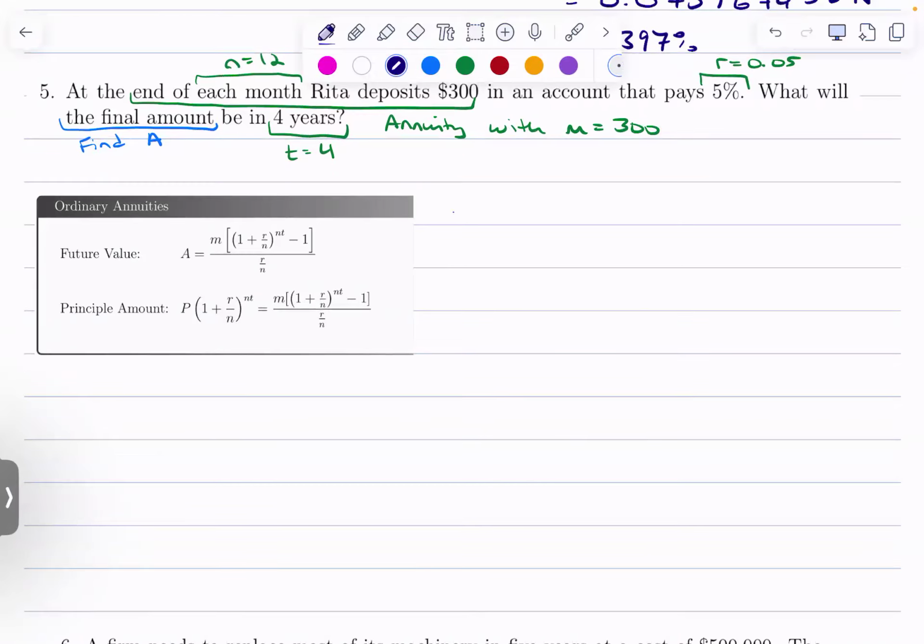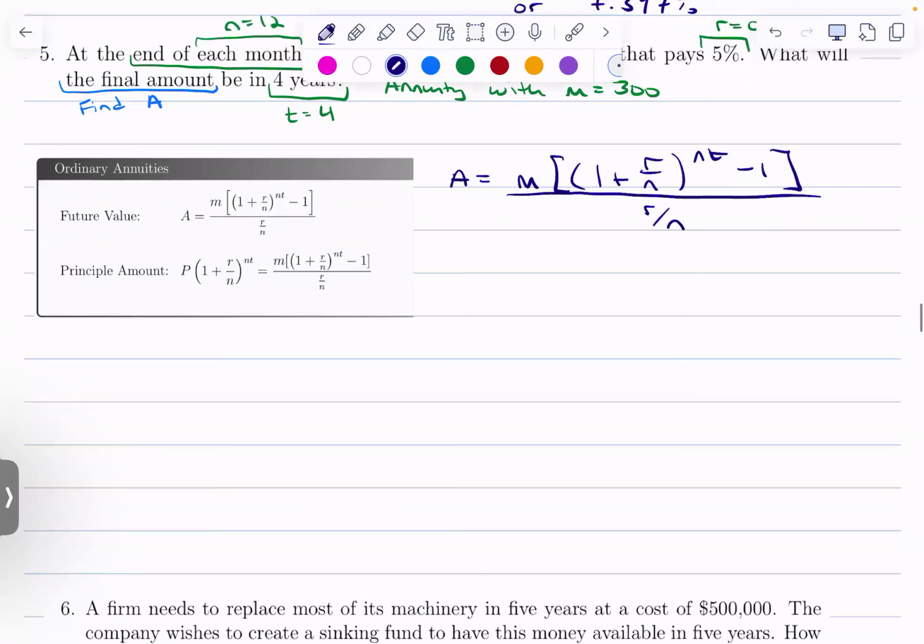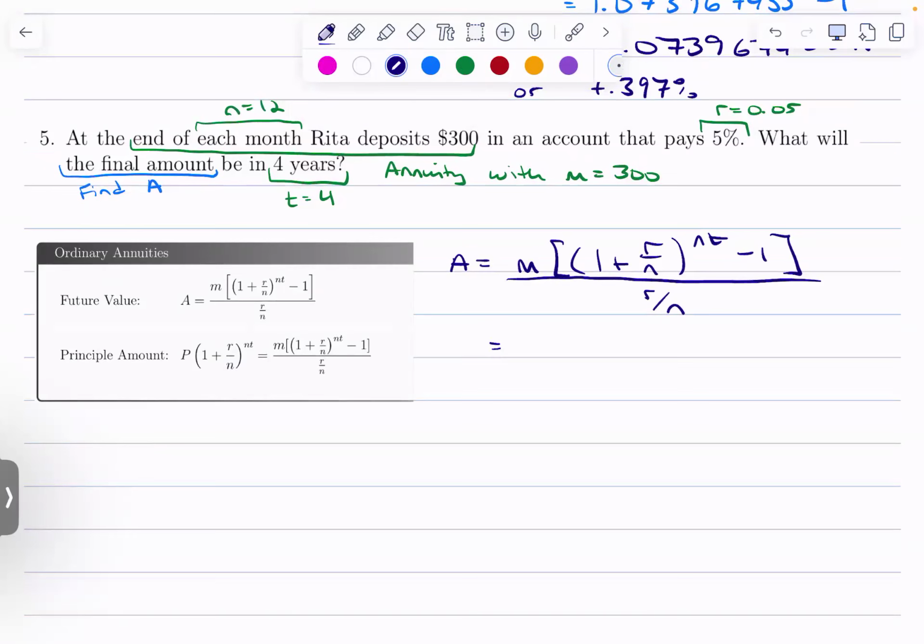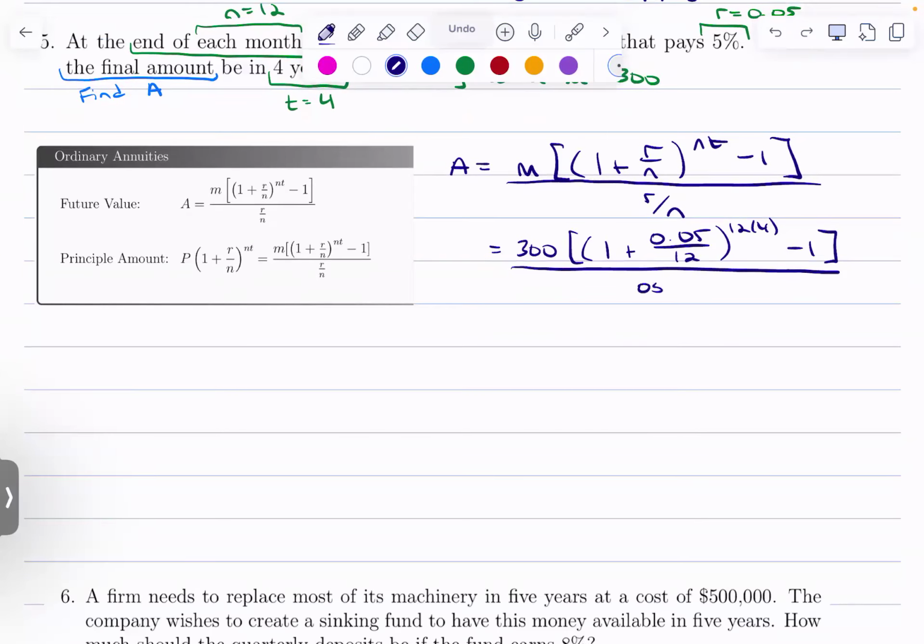I know A is M times (1 + R/N)^(N times T) minus 1, divided by R over N. Plug in the numbers. M we said was 300 times 1 plus 0.05 divided by 12 to the power of 12 times 4 minus 1, divided by 0.05, oops, divided by 12.